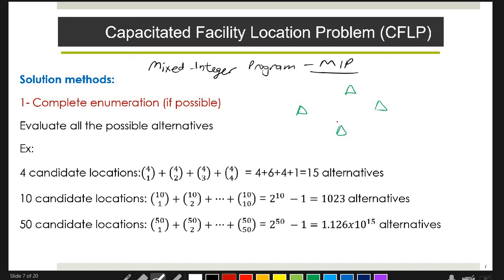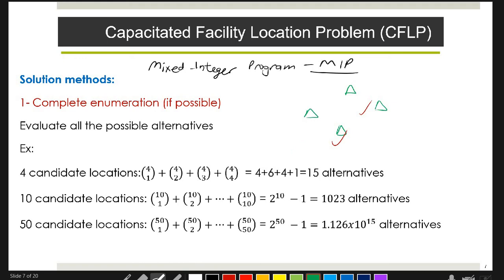But how do we know that we only need to open one facility? Maybe we will open 2 facilities. Okay? If we want to open 2 facilities, which ones will it be? It can be this one and this one, right? But it can be another alternative. It can be, for example, this one and this one. Maybe it is not that, but this one. Maybe it is not that, but let's say this one and this one.